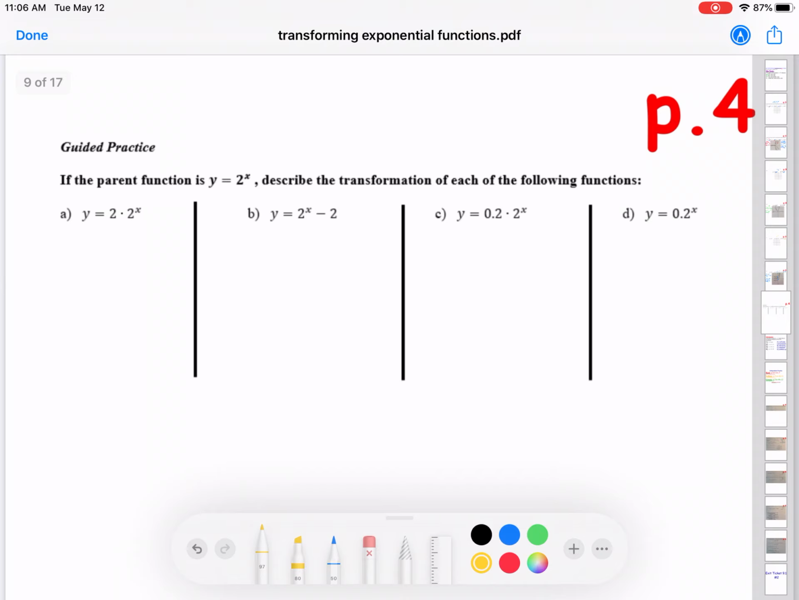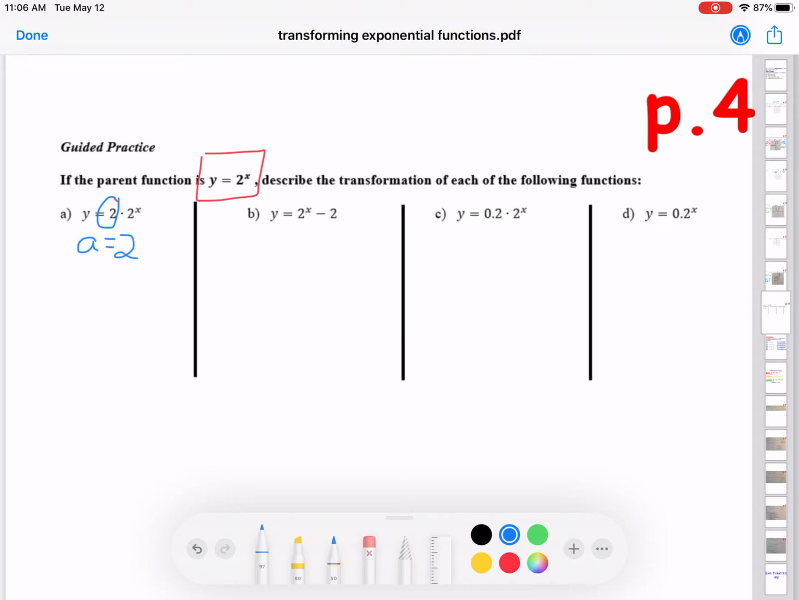For all of these questions, we're going to be comparing them to the parent function 2 to the x. So looking at part A, what I noticed that they changed here is that they put this extra number out front, an extra 2 out front. So that means that our a value is 2.